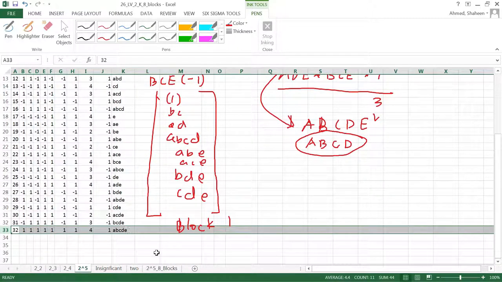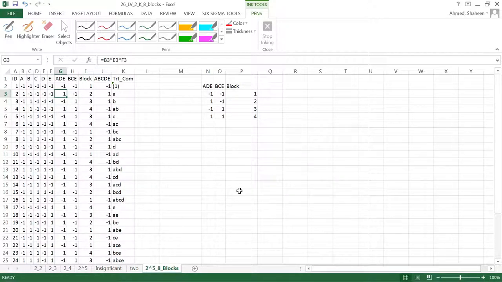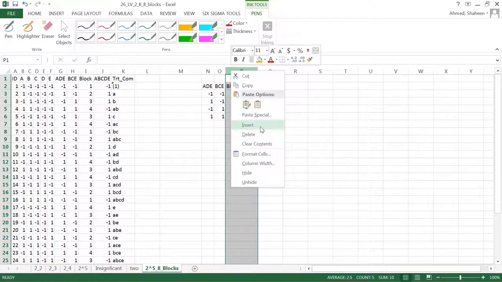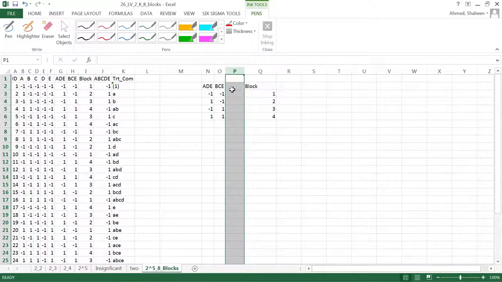Now, if we have a situation where we cannot create 8 samples from one block, then we have to confound some more. Let's say we can only produce 4 samples from each batch. So in that case, if we confound 3 higher order interactions, then we can create 8 blocks. Now, how are the 8 blocks created if we use 3 higher order interactions?